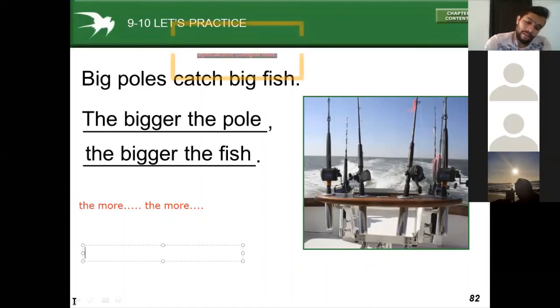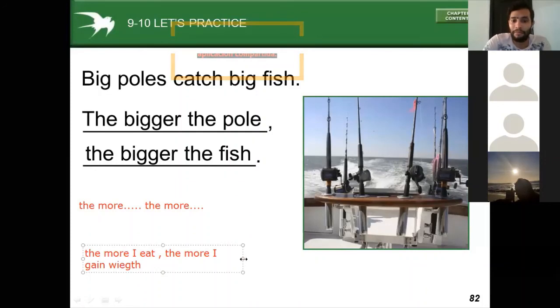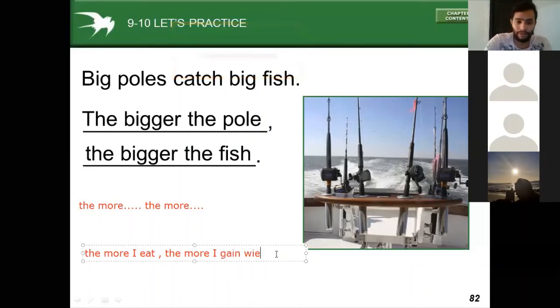The more I eat, the more I gain weight. All right, that's a good possibility. The more I eat, comma, the more I gain weight. Good. Más gano peso. Good.